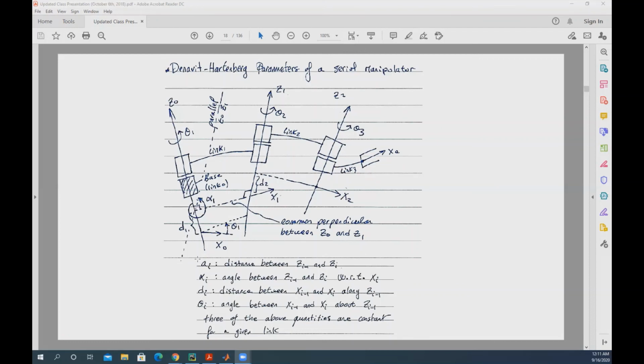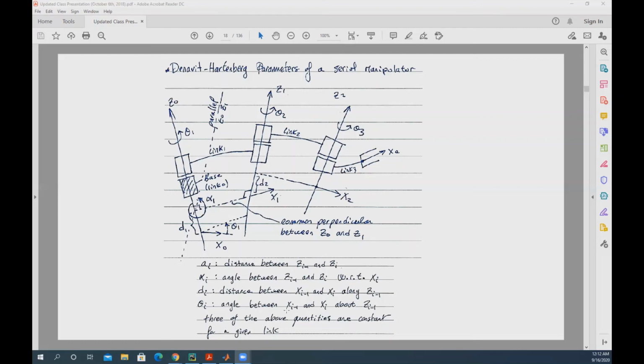D, so it's A, alpha, D, and then theta. D is the actual distance along the Z0 vector, right? So here you want to keep track of your vectors. If i is 0, you have X0, X1 along Z0. So D is the offset between X0 and X1 along the Z0 axis, okay? And then theta is the angle between X0 and X1 about Z0, right?